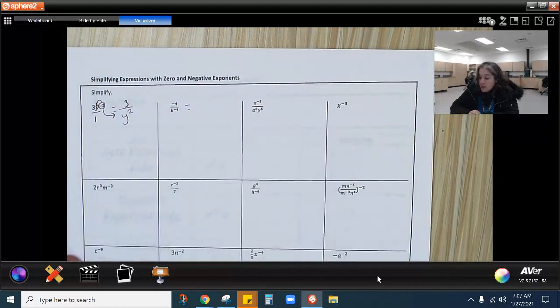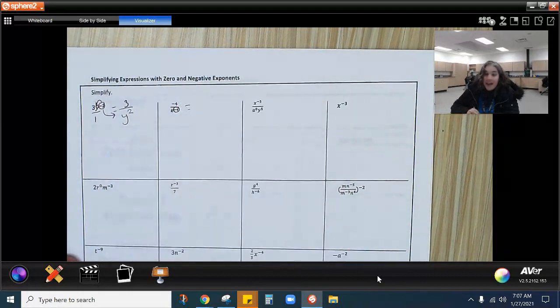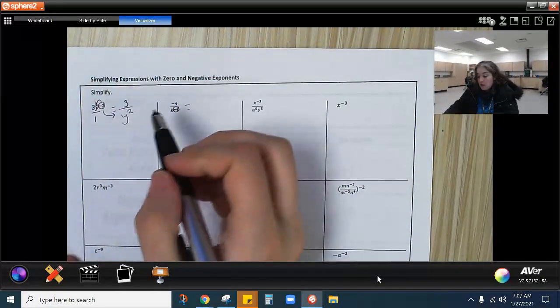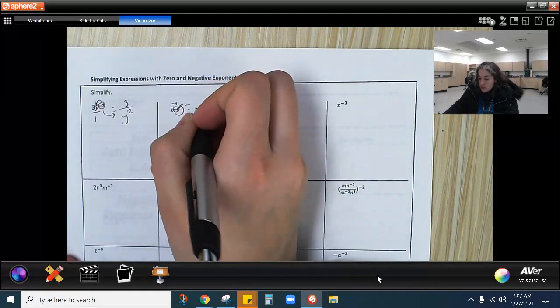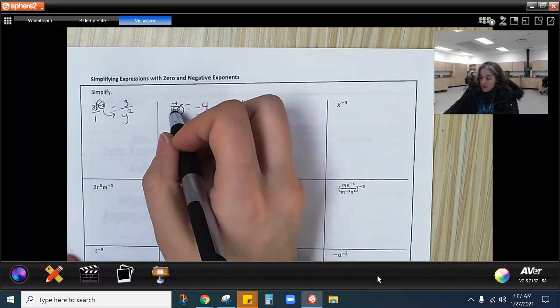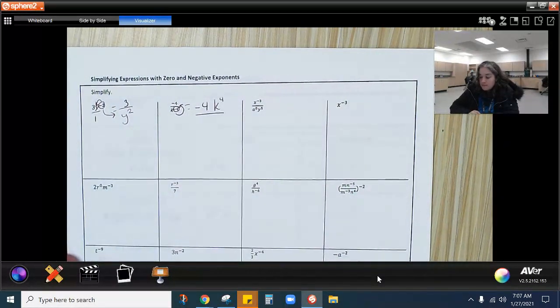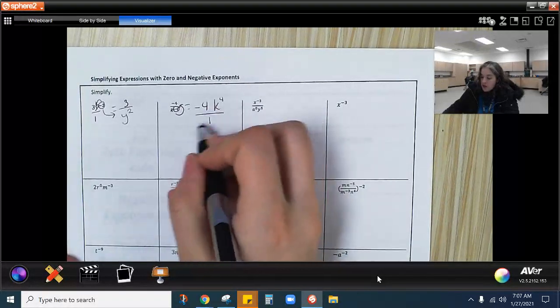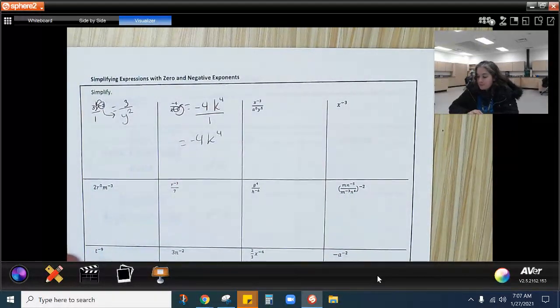For our next one here, we have a -4 over k to the -4. The exponent on the k in the denominator, the -4, is not happy. So that means we have to move our k to the numerator. So our -4 hangs out up there, and then the k moves up and turns into a +4. And then our denominator just has a 1 left over. So do we have to write that 1? Of course not.